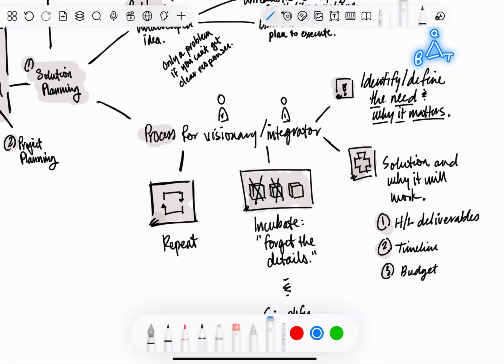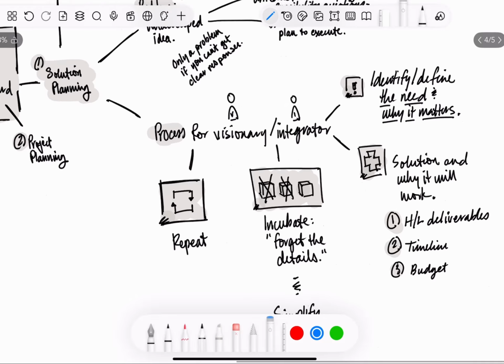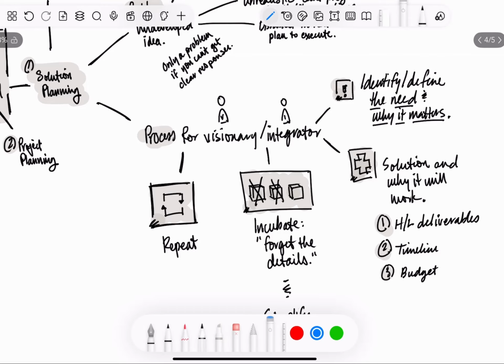What we're going to do first, though, especially with projects like this, is we're not going to try to think of everything at one time. Because again, these are non-standard projects. They defy our ability to just make them simple and put them on the back of a napkin, at least not the whole thing at once. So the first thing we're going to do is define the need and why it matters. What is the problem we're solving? Why it matters? That's the first thing.